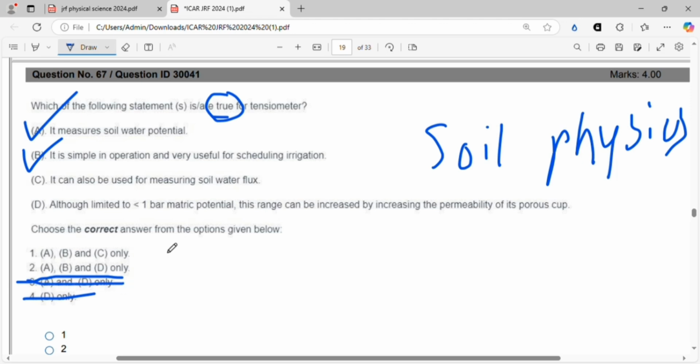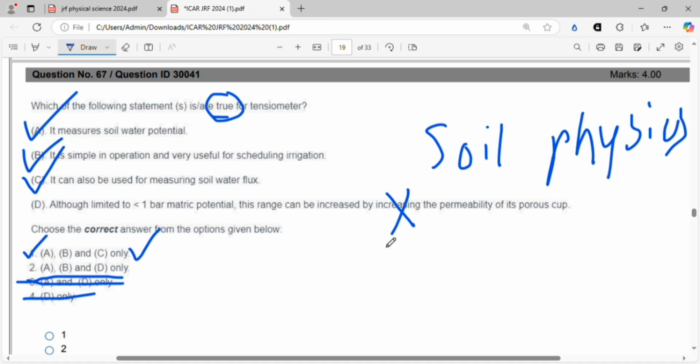It can also be used for measuring soil water flux. That is a true statement, because tensiometer can be used for measuring soil water flux. So we have already got our answer, option 1, but still let's read the last statement. Although limited to -1 bar matric potential, this range can be increased by increasing the permeability of its porous cup. No, that is not possible, because if it was the case, then you would not be reading the 0.85 bar value in the textbooks.